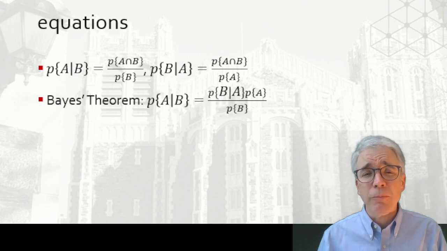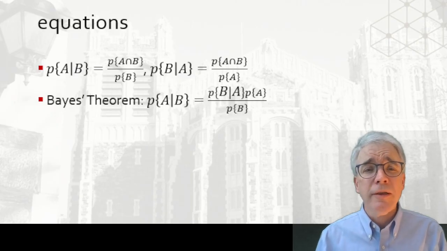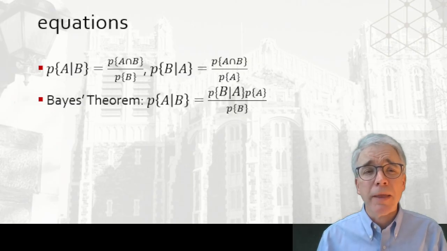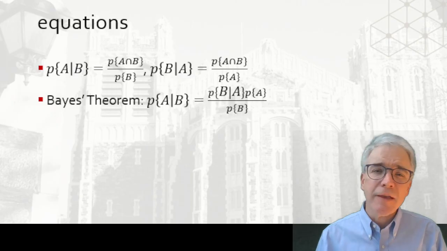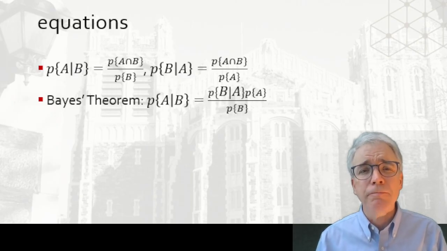Now to finish up with some of the equations, just to show the general case, the probability of A given that event B happens, that's the probability of A and B both happening, divided by the probability of B happening. That's how we define conditional probability. We can swap A and B, so the probability of B given A is the probability of A and B combined happening, divided by the probability of A.